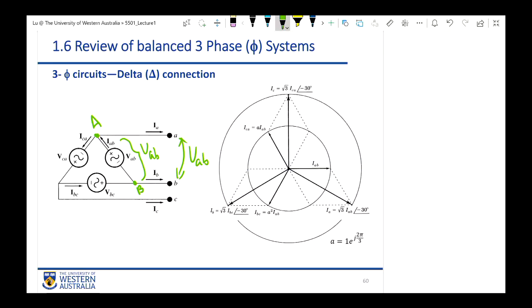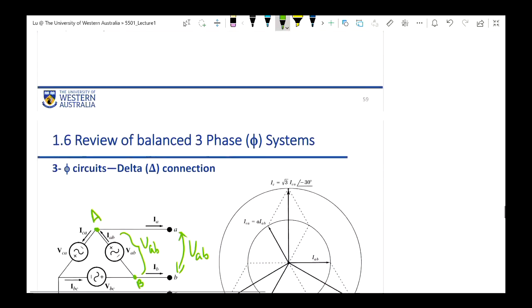So in other words, if you have a triangle or delta pattern, the line-to-line voltage must equal the phase voltage. This is true no matter whether the system is balanced or not. It depends on the feature of the connection only. Okay, so these two. So now we have understood the relationship between line-to-line voltage and the phase voltage for this delta pattern. Next, we are going to discuss the line current and the phase current.